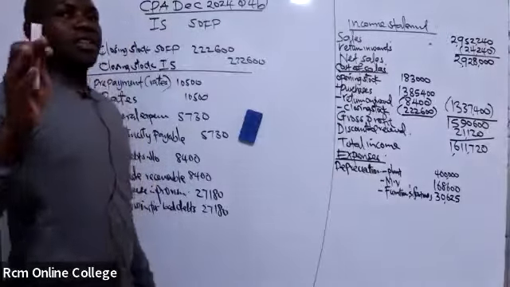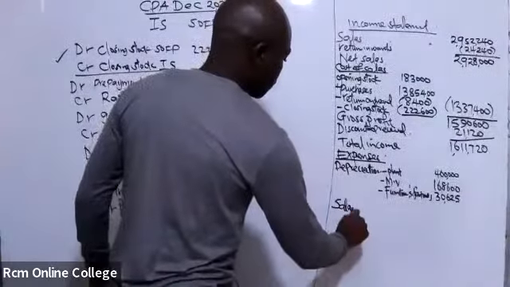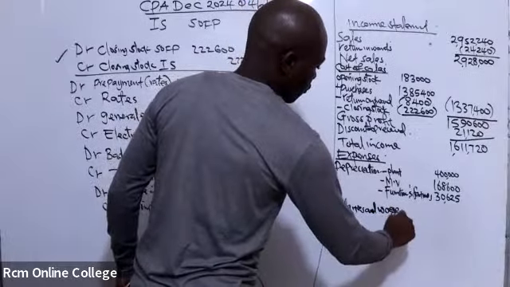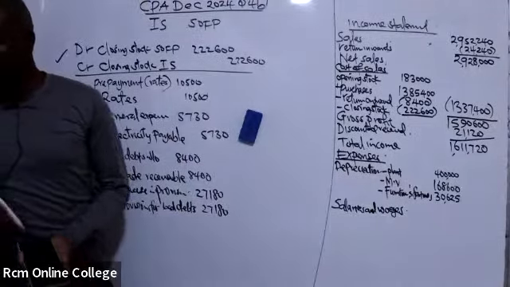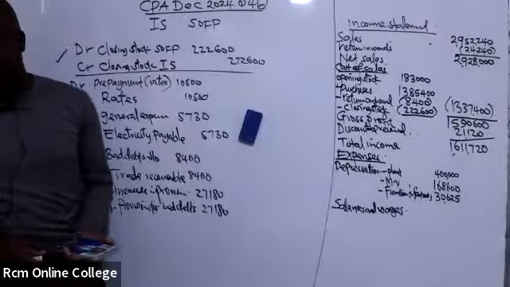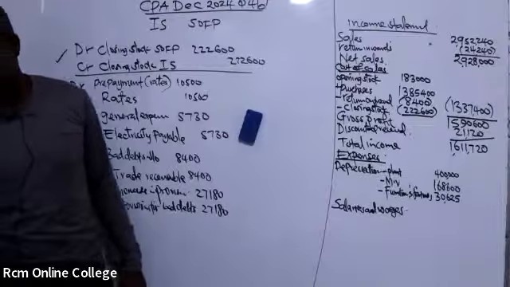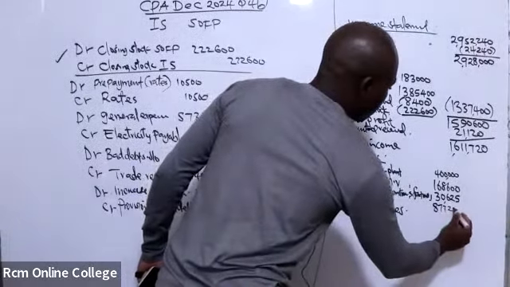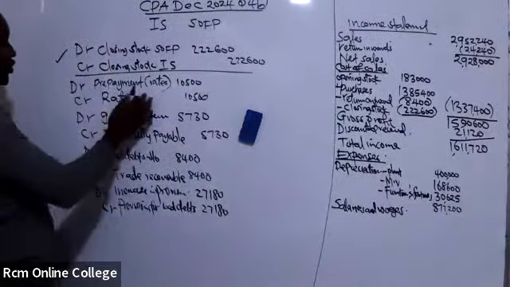30,625. There's another thing that you also adjusted: salaries and wages. What are the salaries and wages? The net amount. The net salaries and wages, 877,200. Those are some of the expenses we adjusted. Then we will talk about rates.